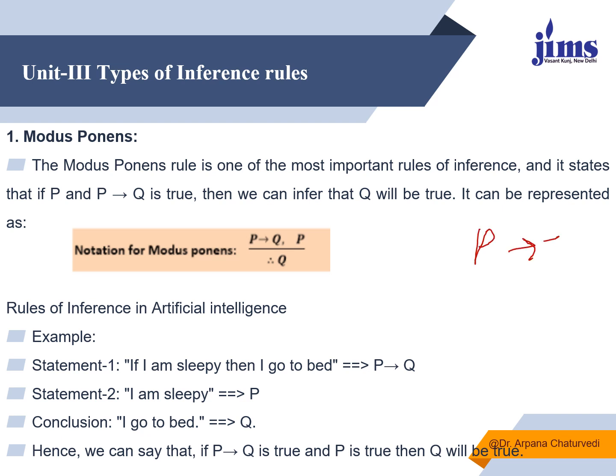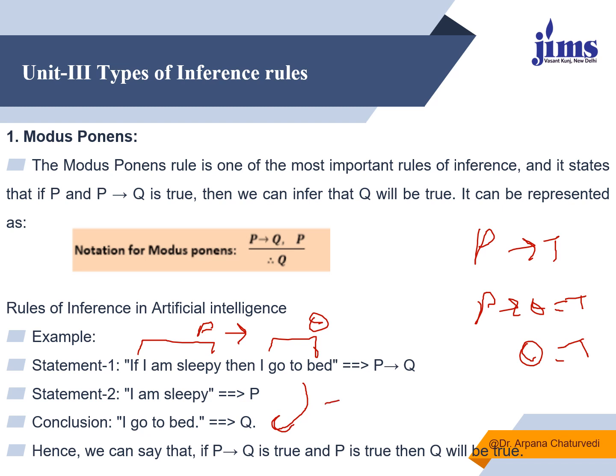and P implies Q is also true, then we can say that Q is also true. So this is written over here: if I am sleepy is one proposition, I go to bed is another proposition, and if it says that if I am sleepy I'll go to bed, and another proposition given is I am sleepy, then definitely I go to bed is true. So this is modus ponens, the rule of modus ponens.